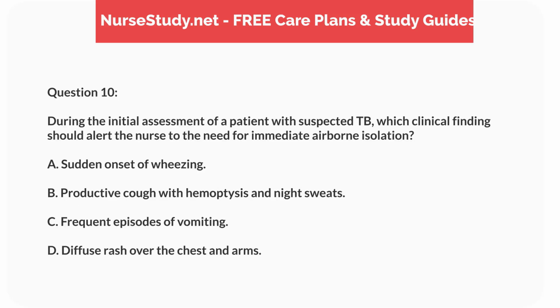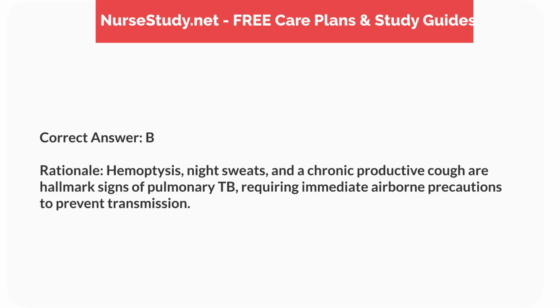Question 10. During the initial assessment of a patient with suspected TB, which clinical finding should alert the nurse to the need for immediate airborne isolation? A. Sudden onset of wheezing. B. Productive cough with hemoptysis and night sweats. C. Frequent episodes of vomiting. D. Diffuse rash over the chest and arms. Correct answer, B. Rationale: hemoptysis, night sweats, and a chronic productive cough are hallmark signs of pulmonary TB, requiring immediate airborne precautions to prevent transmission.